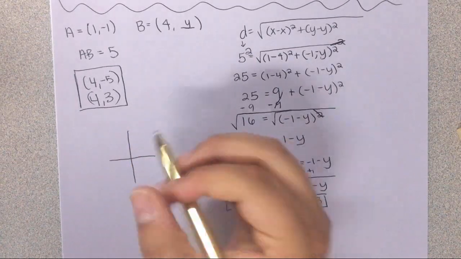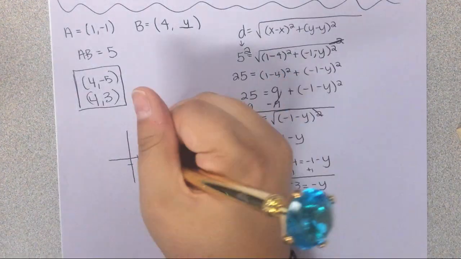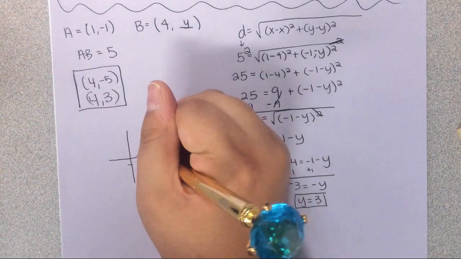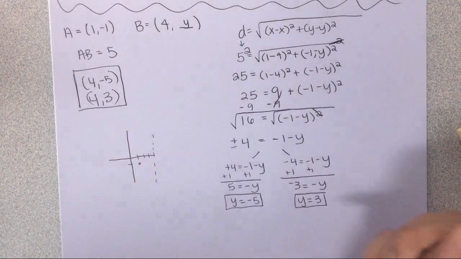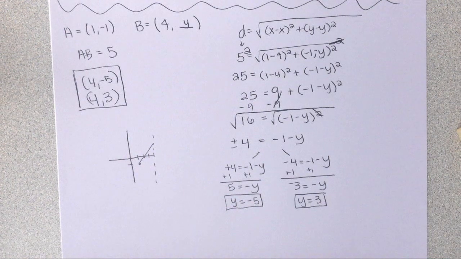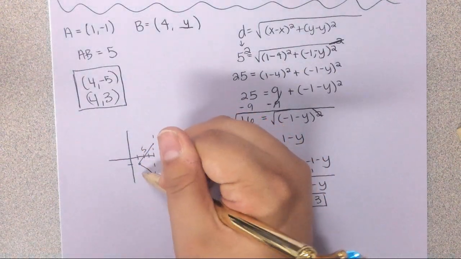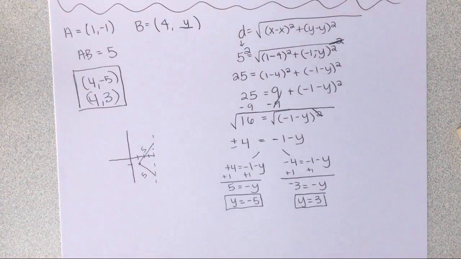Because if I were at the point (1, -1), I know my distance is 5 away, right? I also know (2, 3), it's somewhere at 4. Technically, it could be here, and it could be down here. That's why there are 2.